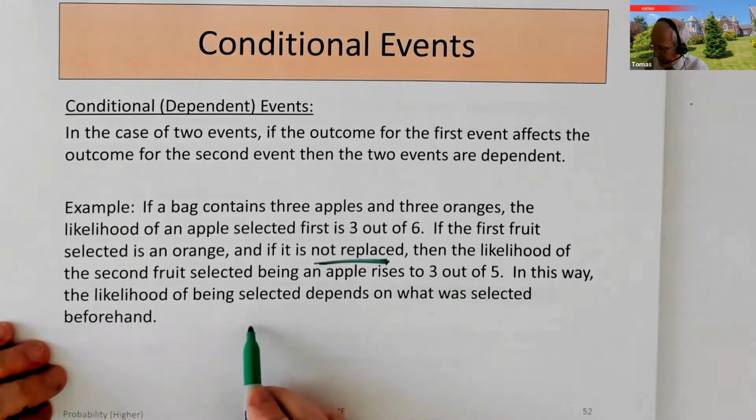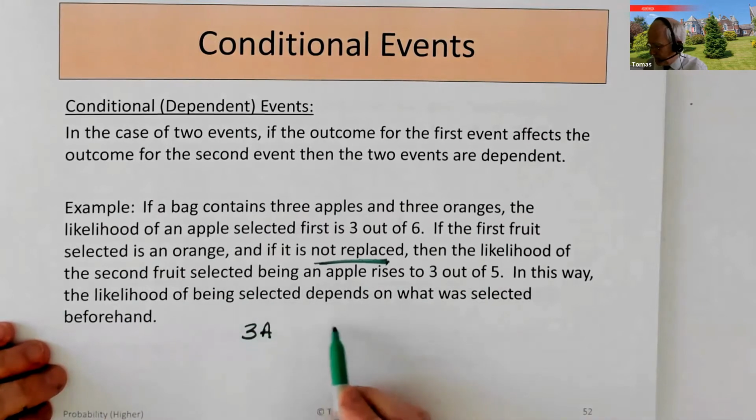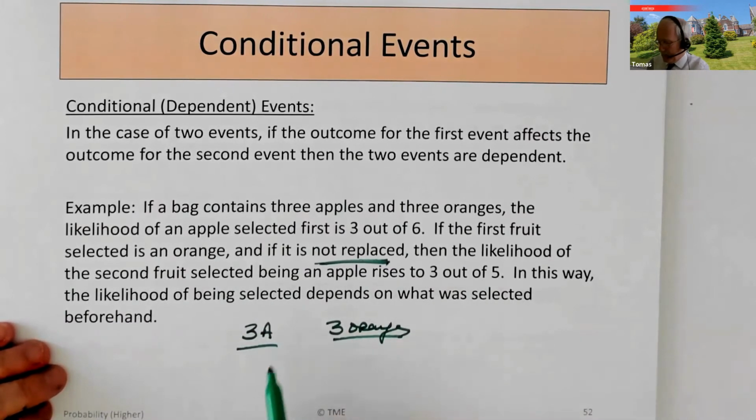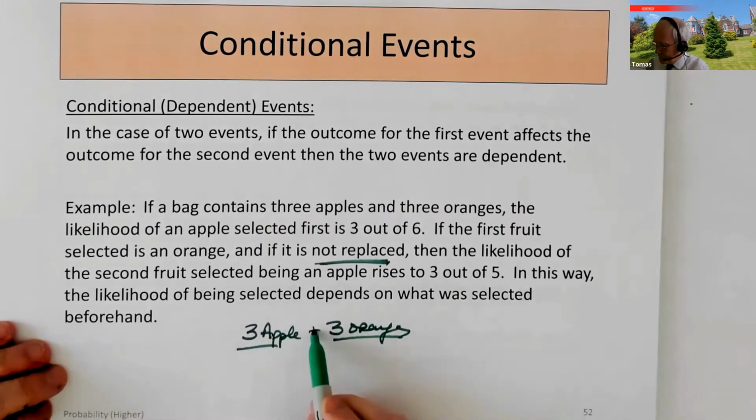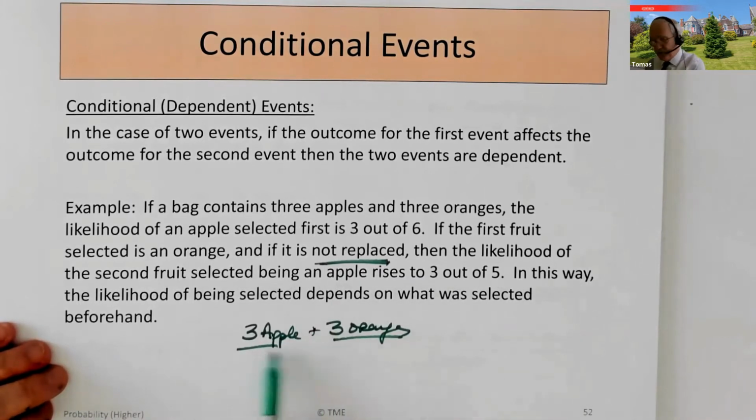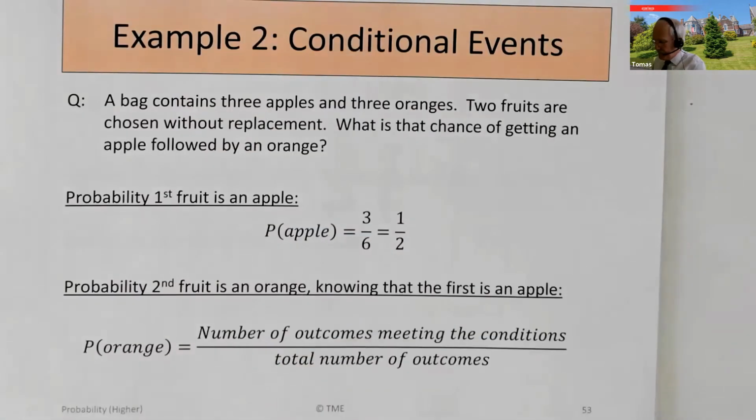So if you've got 3 apples and 3 oranges, and you pick one at random, there's 6 in total, so you have 3 in 6 chance of it being an apple. But it says here, if the first fruit is an orange, and you're down now to 5, the next time you're picking out, you have 3 in 5 chance because there's 5 fruits and 3 of them are apples.